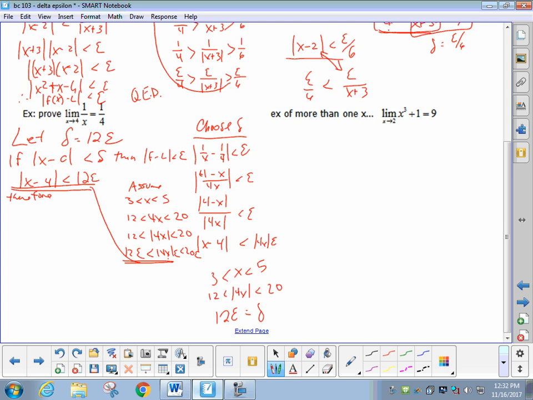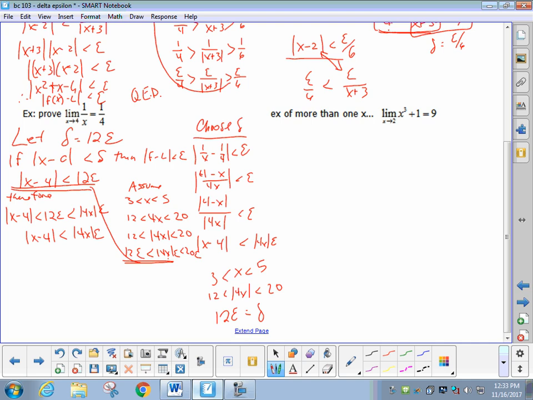Okay. Therefore, putting those ideas together, absolute value of x minus 4 I know is less than 12 epsilon by the previous step, but after that side work, I know 12 epsilon is less than absolute value of 4x epsilon. So if I remove that middle term, a is less than b is less than c implies a is less than c. Absolute value of x minus 4 must be less than the absolute value of 4x epsilon.